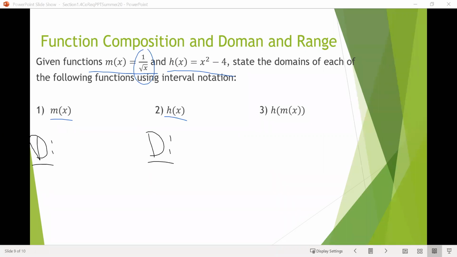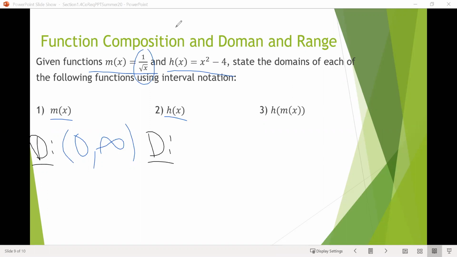Number one, we have something in the denominator, so the denominator can't be 0, which means we can't have x equals 0. And also there's a square root in the denominator, which means we can't have any negative numbers under the root, so x can't be anything negative. So our domain would have to be 0 to positive infinity, all numbers bigger than 0 because of the root. And we can't have 0 because then we would have square root of 0 on the bottom, which would make us divide by 0.